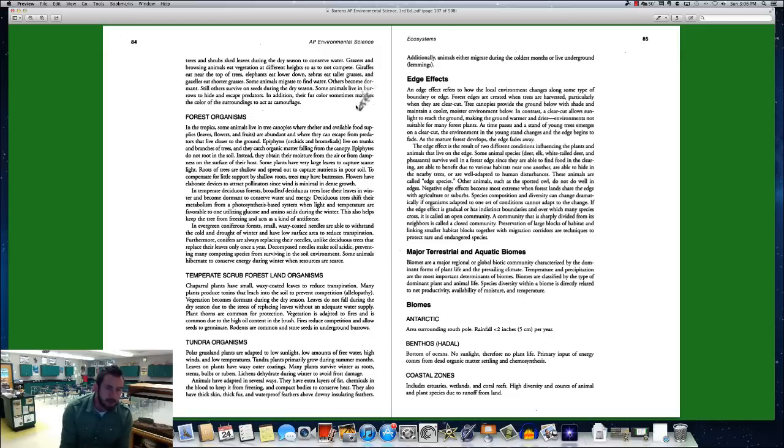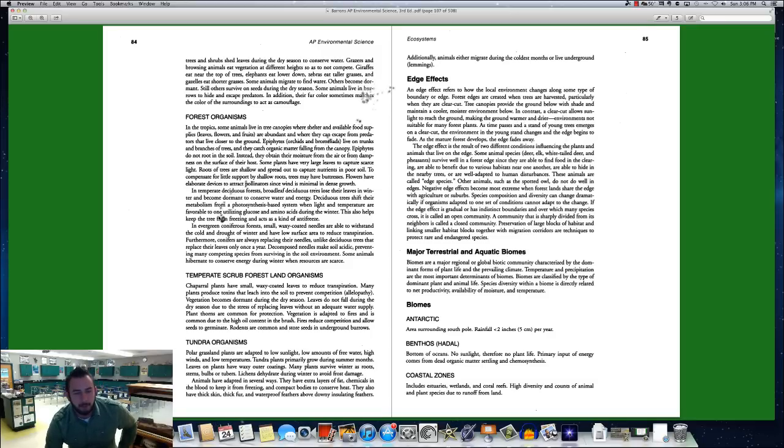from seeds. Tundra organisms, polar grassland plants are adapted to low sunlight, low amounts of free water, high winds, and very, very cold temperatures. And tundra plants primarily grow during the summer months instead of when it's freezing cold. Many plants survive the winter as roots, stems, bulbs, or tubers, and lichens dehydrate during winter to avoid frost damage, and then obviously flourish again in the spring.